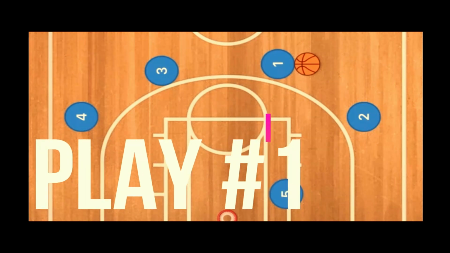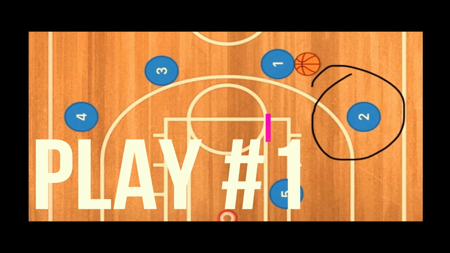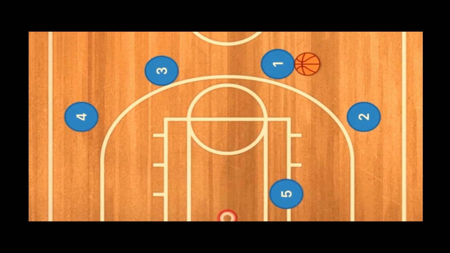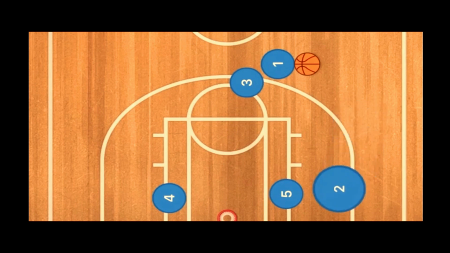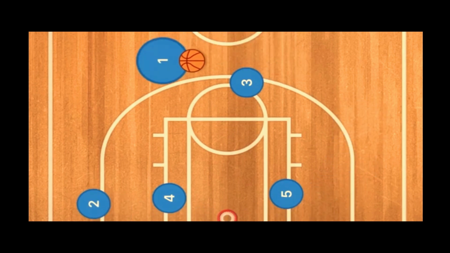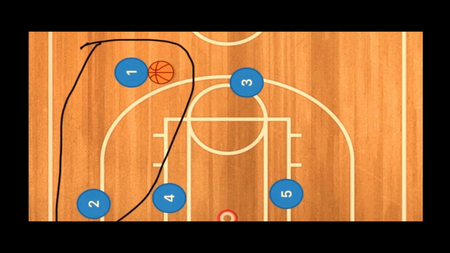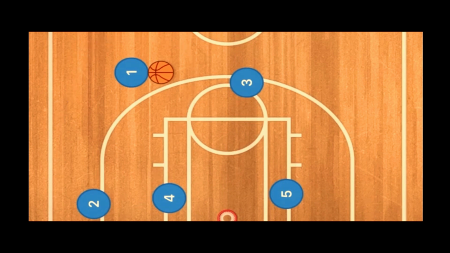How I like to call it is, what's his name? Whatever his name is, call it. Now, what we're going to have is player 3 is going to screen for player 1, and at the same time 4 is going to go down to the low post. Now player 2 is going to use 5 and 4 as a screen, and 1 is going to be using 3 as a screen. Now both of these players should be open, so they could both take a shot.